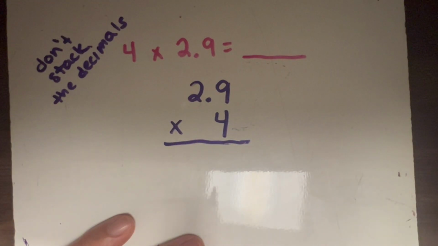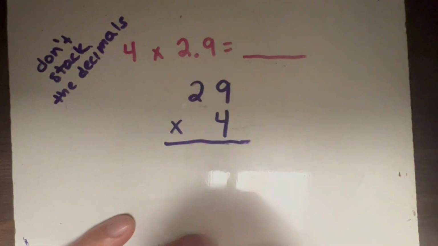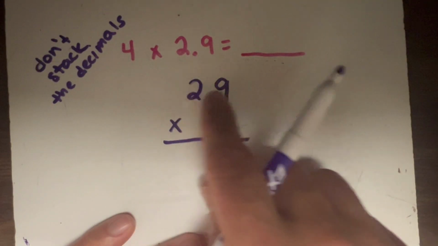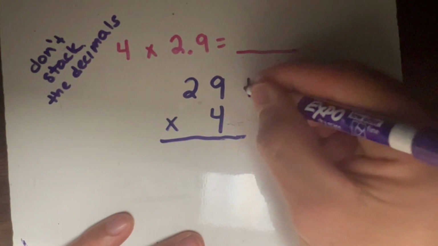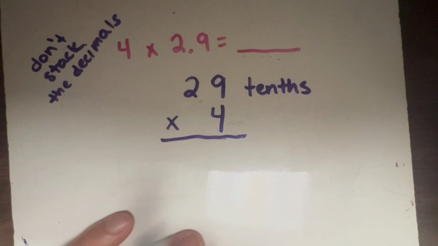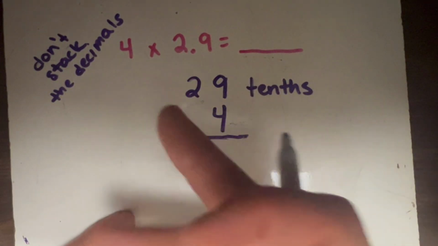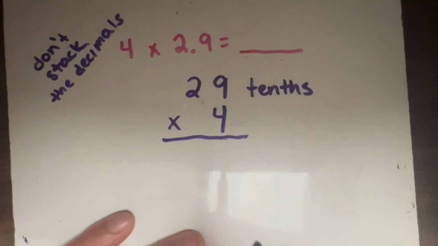So here's what we're going to do to make this easy. We're going to ignore the decimal point and erase it. So go ahead and erase the decimal point. But we don't want to forget that it was there. So I'm going to write the unit form of this. Instead of saying 2.9, I'm going to write 29/10 because that 9 is in the tenths place. So we could read this as 2 9/10 or 29/10. Like 29 dimes would be written as $2.90.